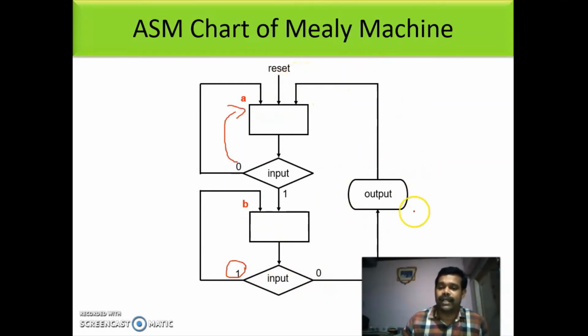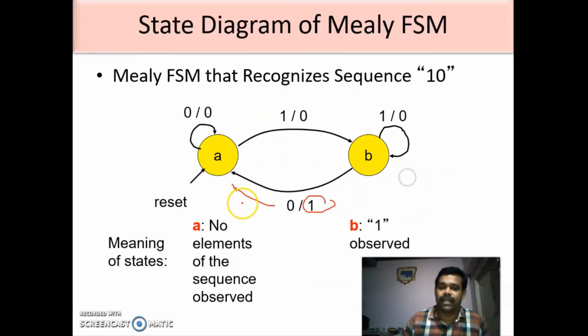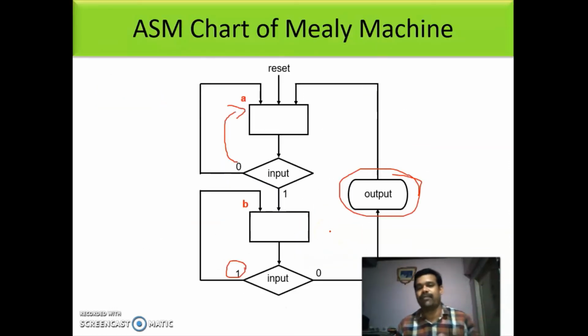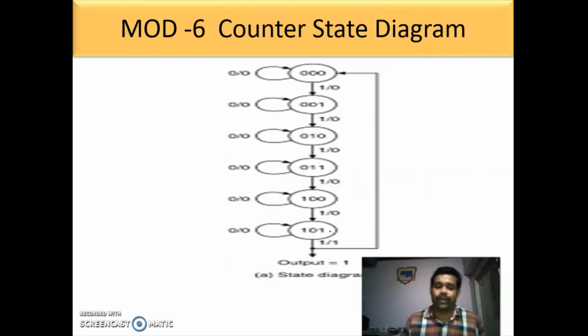You are writing the output in the conditional box. But in the case of the ASM chart using Moore, you are writing the output in the state box. This is the difference between the ASM chart for Mealy and Moore.